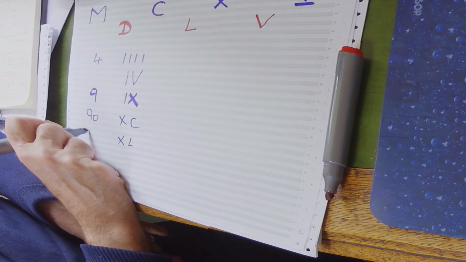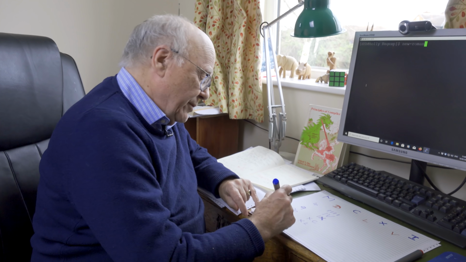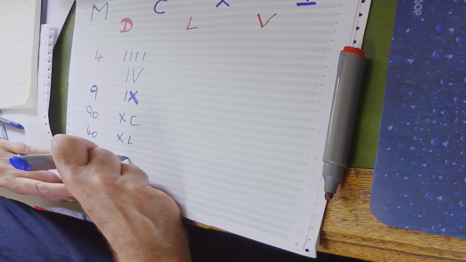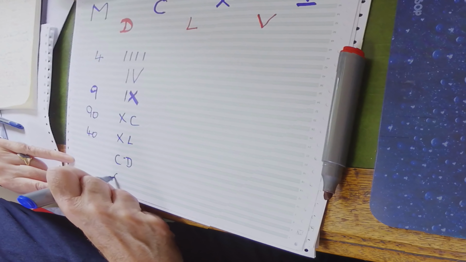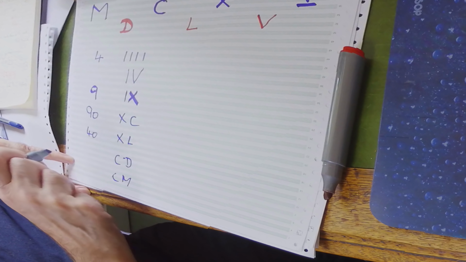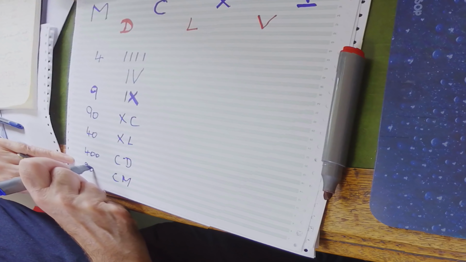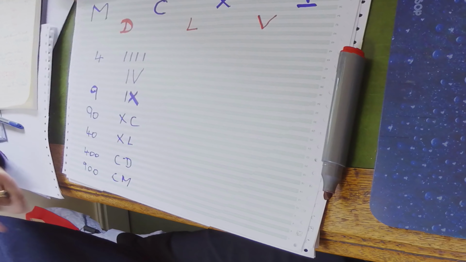So that's 40. And right up here, with the M's and with the D's, you can do CD, you can do CM. So that's 100 less than 500, which is 400. This is 100 less than 1,000, which is 900. So all of those are perfectly permitted.